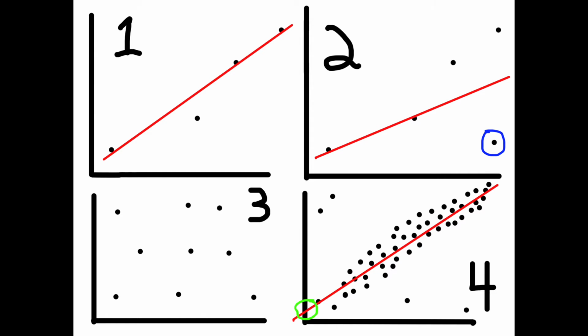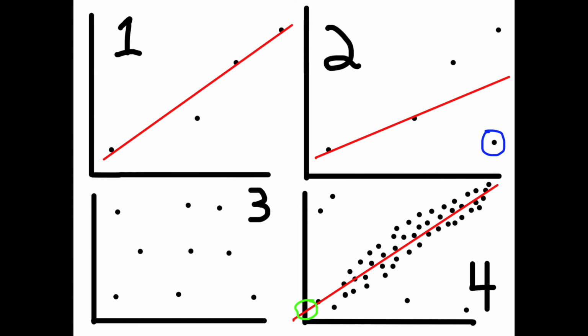On the second graph, we see an influential point circled in blue. This data set is the same as the first one, but we have an outlier. An outlier pulls the regression line towards it because it is an influential point. Influential points can totally change a data set. Graph 3 has no form, no direction, and no strength.